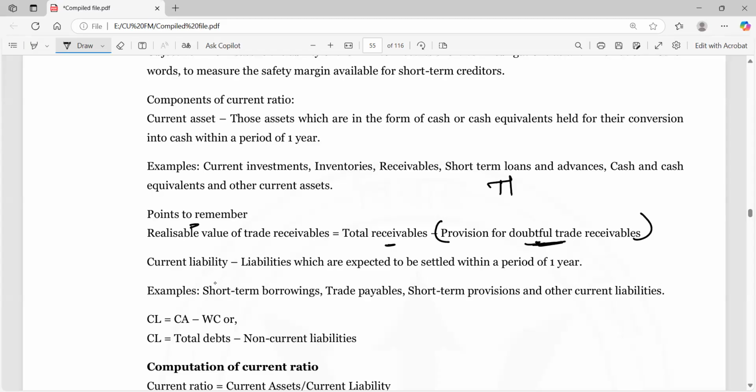So for example, let's say you have trade receivables of 1 lakh. Your provision for doubtful debts is, let's say, 20,000. You will subtract it from the value of trade receivables. This is not a liability. Provision for doubtful debt is a contra asset. Provision for taxation is a contra liability. These are not liabilities actually. These are contras.